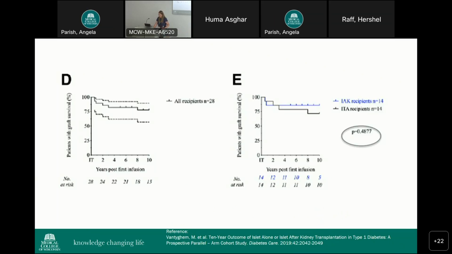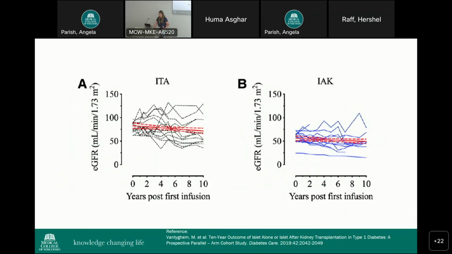And one other thing they thought to look at was the continued question: does immunosuppression make kidney function worse? And so in both of these groups, the islet cell alone and then islet cell after a kidney, both had decline in renal function over the course of 10 years.